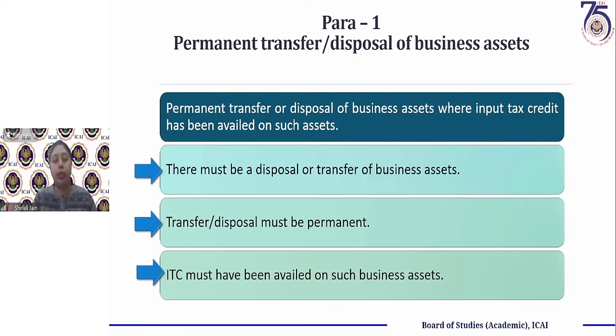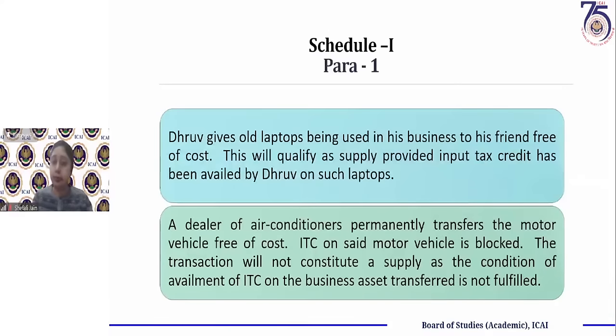Now, the most important condition is that ITC should have been taken on these business assets. When you had purchased these assets, you had taken input tax credit on them. Now, when you are selling those assets, that will be considered as supply, even if you have not charged anything from the buyer.